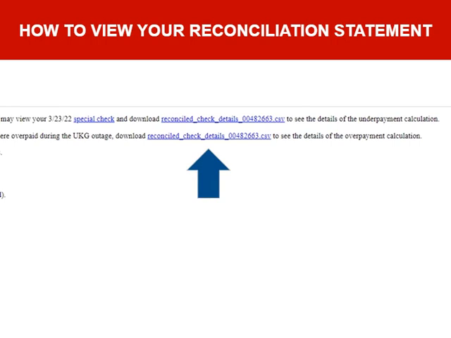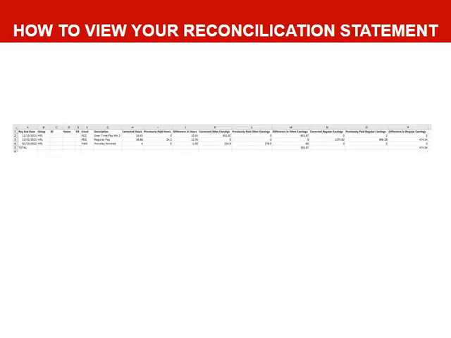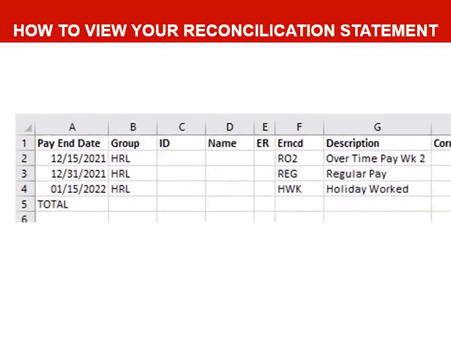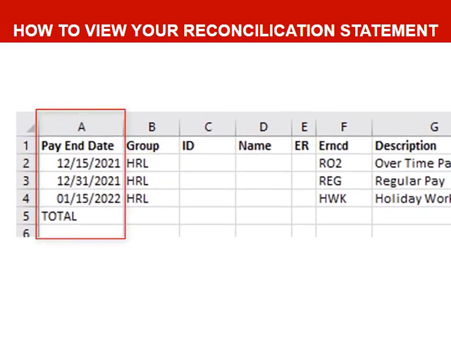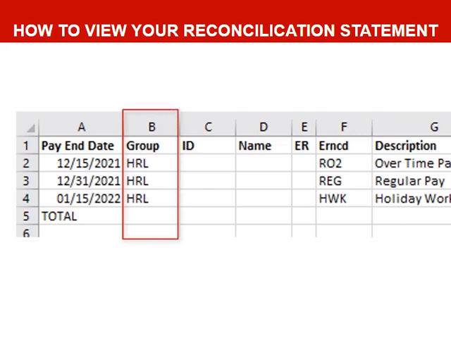A spreadsheet of your pay will pop up. This is an example of a reconciliation statement. Pay end date lists the pay period ending date. Group indicates what type of paid employee you are. HRL indicates hourly. ID is your university ID number, while name should display your name.